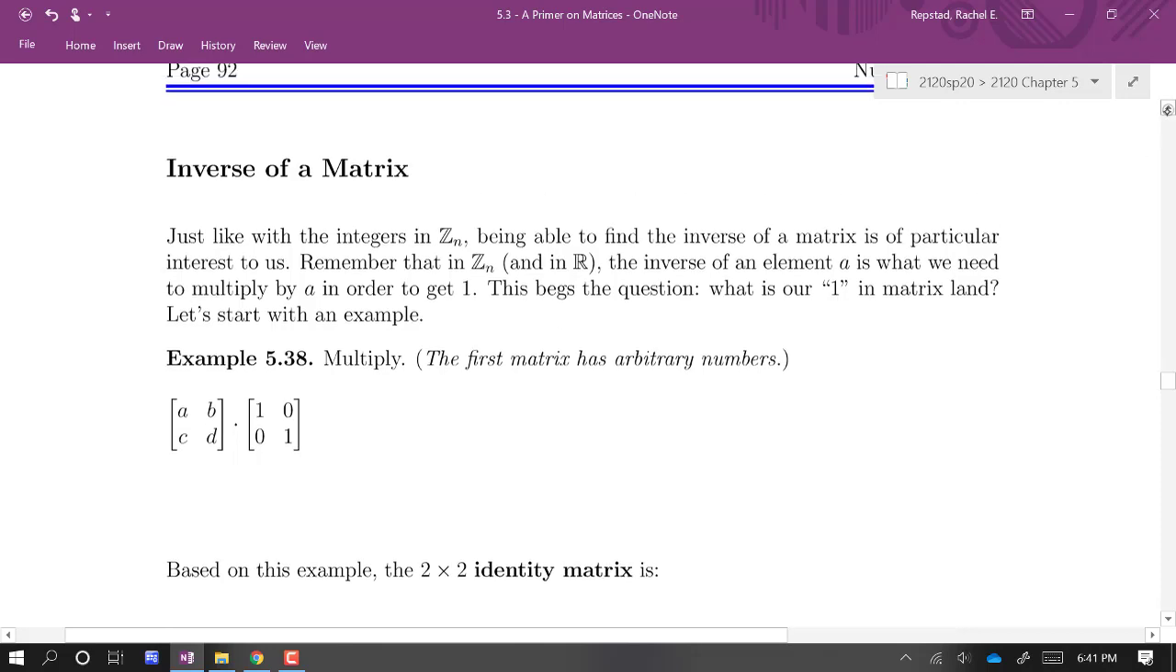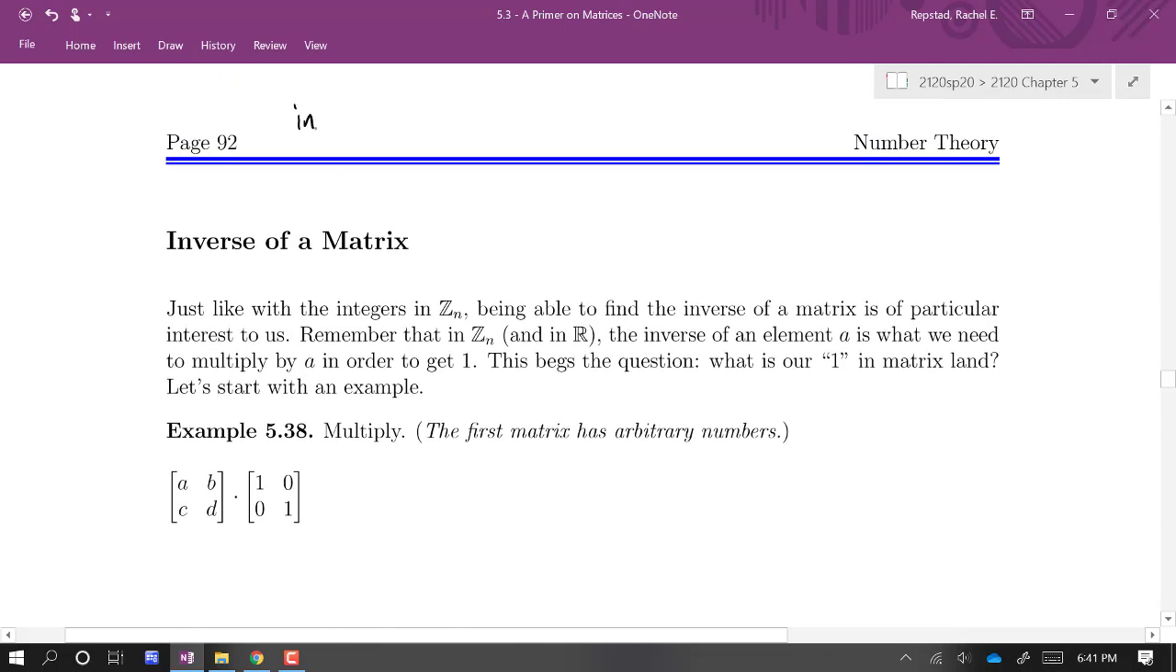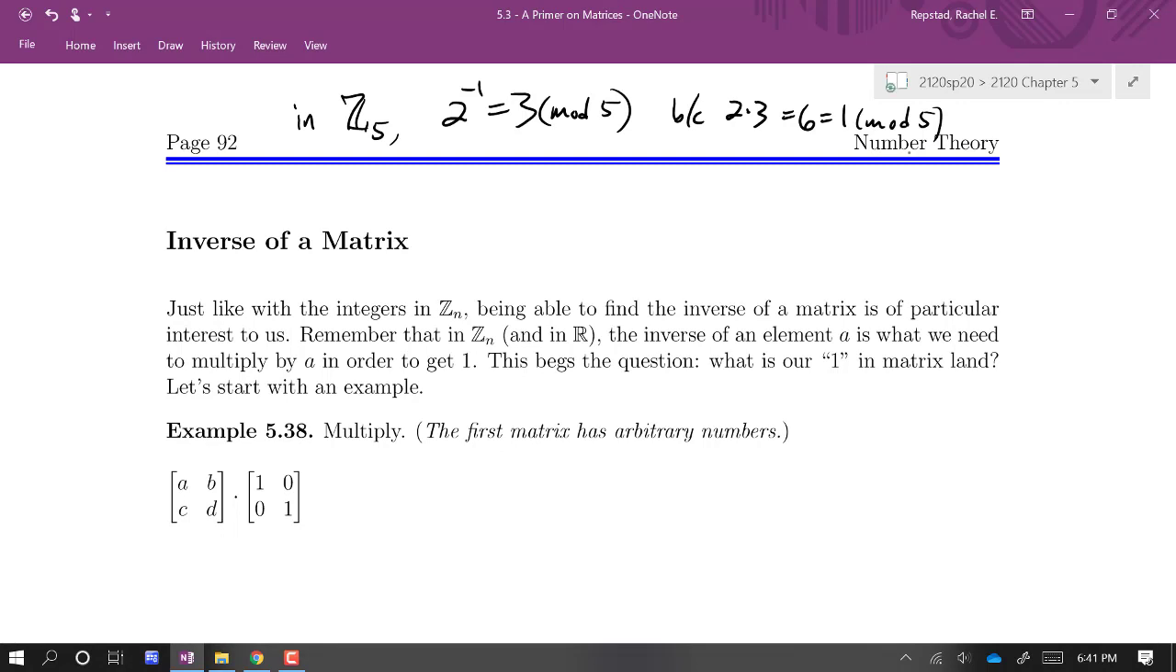For example, in Z5, we learned that the inverse of 2 is equal to 3 mod 5. That's because 2 times 3 is equal to 6, and that is equal to 1 mod 5 in Z5. So if we're talking about inverses, we're still talking about what we multiply by this matrix to get 1. And that begs the question, what is our 1 in the world of matrices? What is that multiplicative identity?